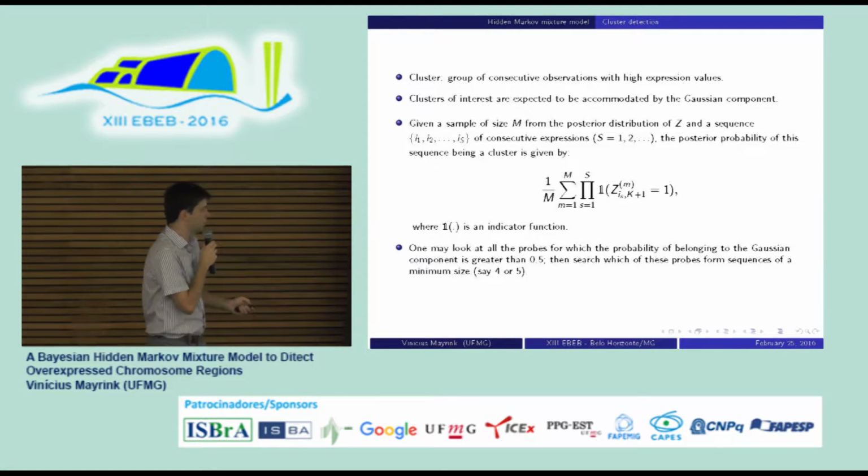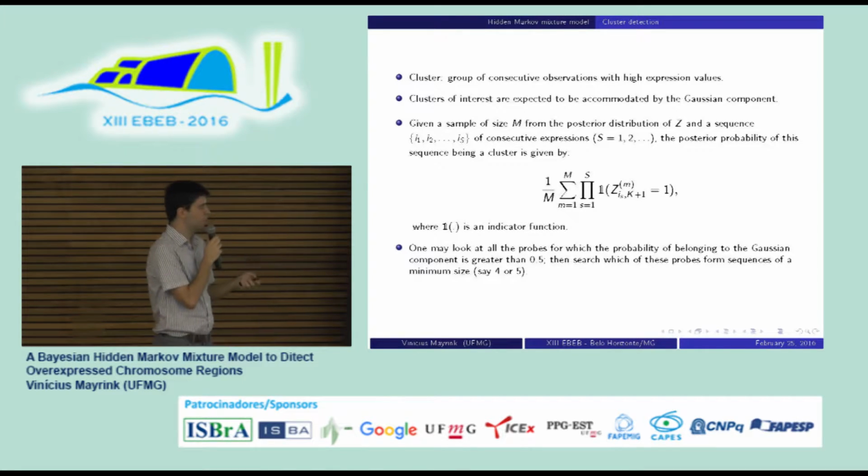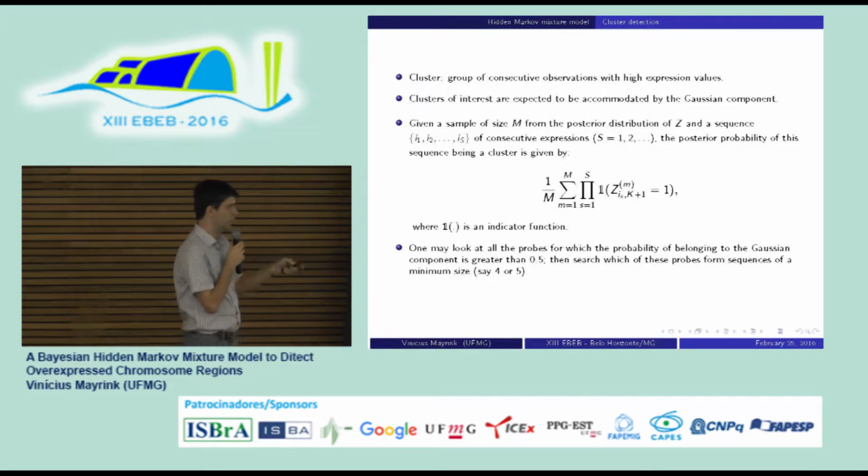In order to calculate the probabilities of each location, or any sequence in those series on the chromosomes, for being an overexpressed region, we basically take the mean of, for example, a sequence from 1 to S. We take the mean if the status of the K+1 component, which is the normal component, is 1. We basically take the mean of how many times that happens in the sequence. So our analysis is focused on this type of statistic.